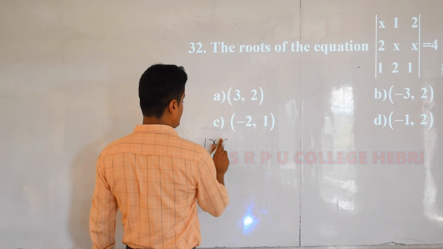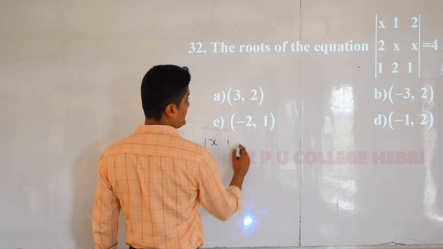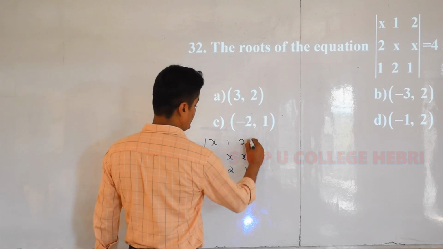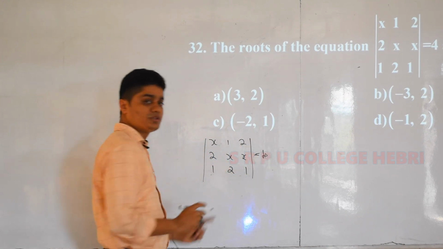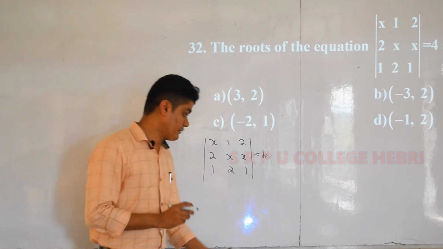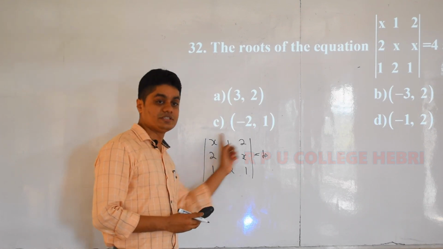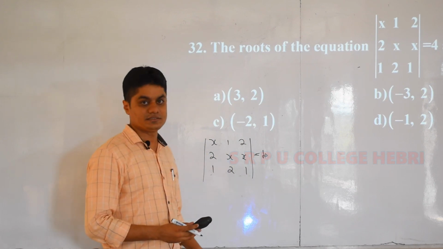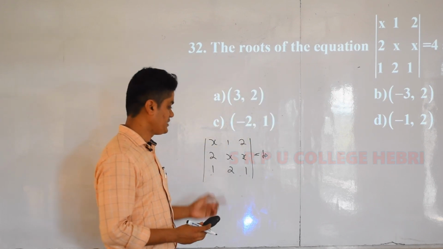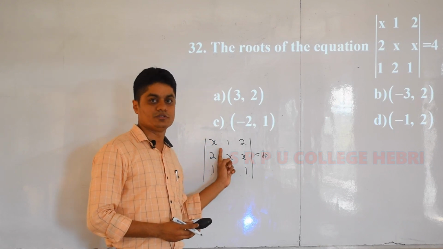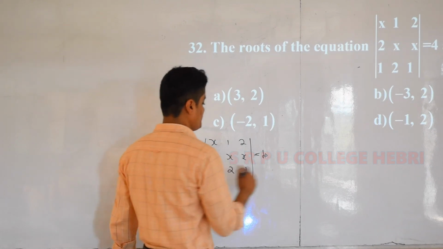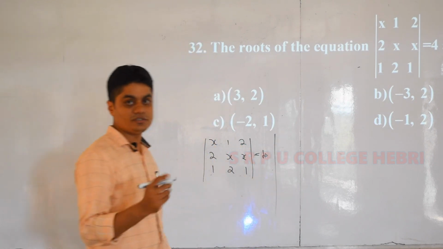Next question: the roots of the equation given by a determinant equal to 4. What do you mean by the root of this equation? The roots of this equation are nothing but the values of x which satisfy this determinant. You have to find all the values of x which satisfy it. You can go for verification by substituting, but then you should expand. So instead, directly expand first and solve that equation, and you will get the answer.